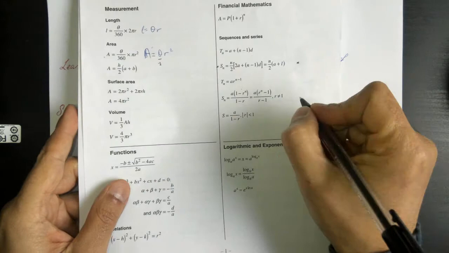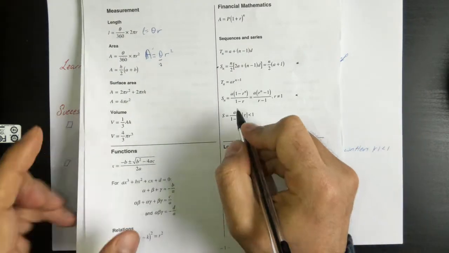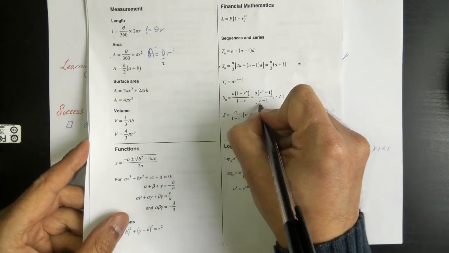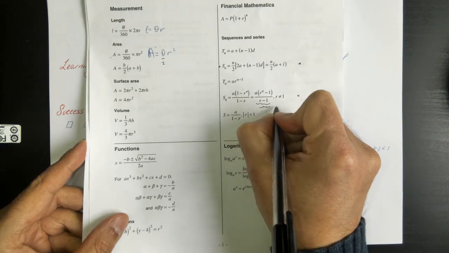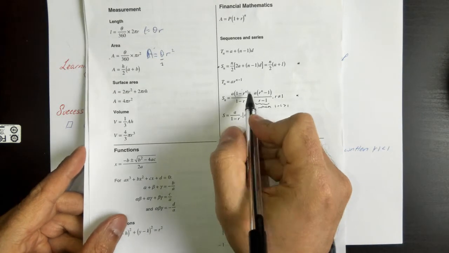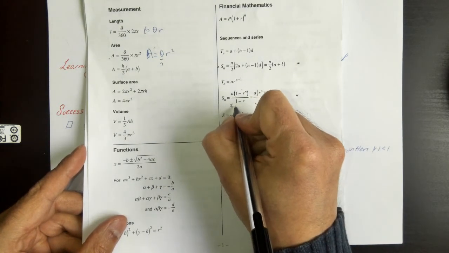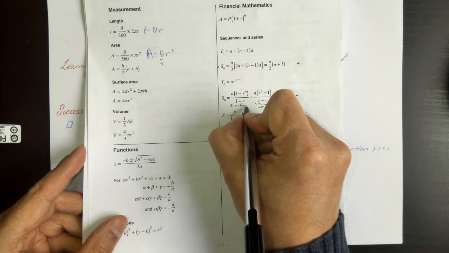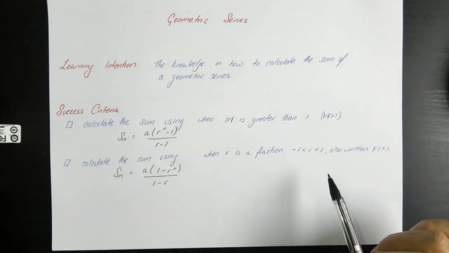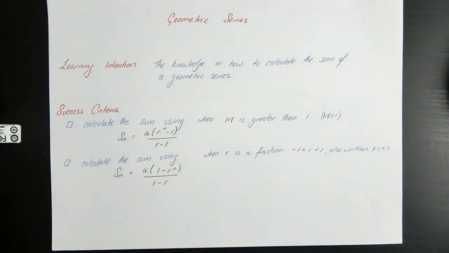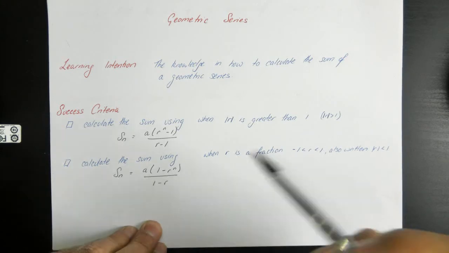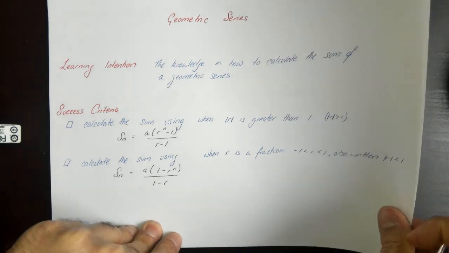Yeah, so here it is. The first one, we're going to use when the absolute value of r is greater than 1. And we're going to use this other one if r is a fraction, or when the absolute value of r is less than 1: a multiplied by 1 minus r to the power of n, all over 1 minus r.